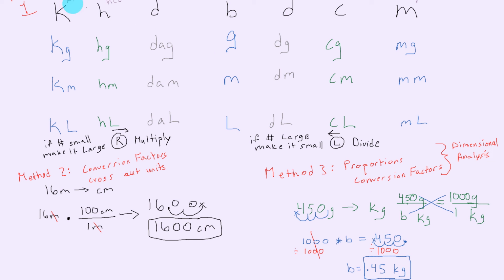Okay, so we have 3 different methods to choose from. You can use the table, you can use conversion factors to cross out units, or you can use conversion factors to set up proportions to convert to different units in the metric system. Whichever method you choose to use will get you the same results.